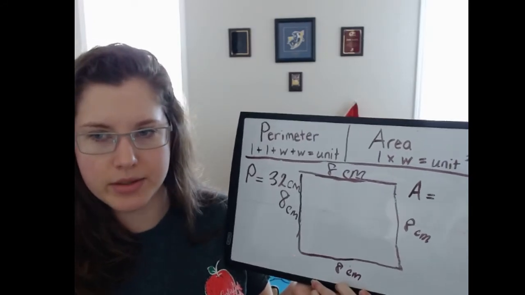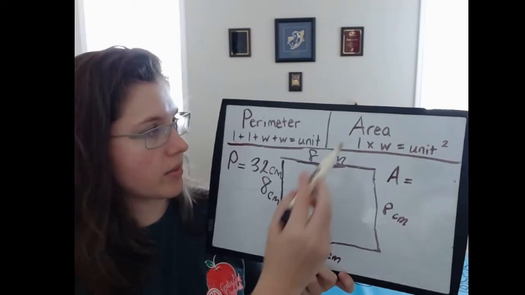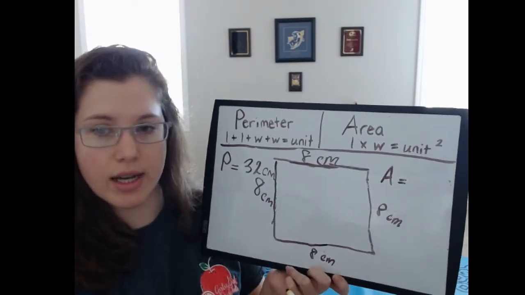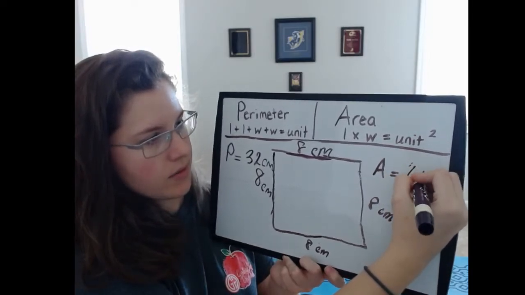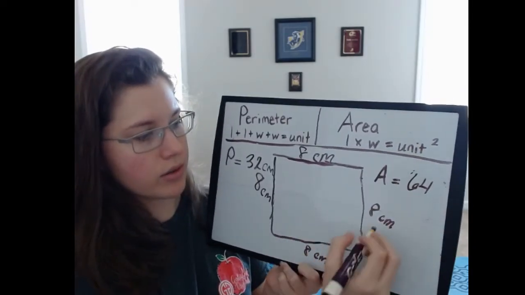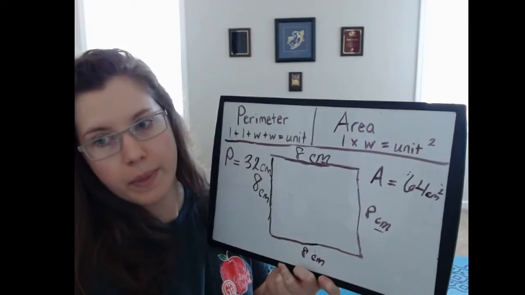A little sloppy, but it's okay. Then to find your area, you just multiply the length times the width, so you just pick 2 sides. So 8 times 8 is 64, and don't forget your unit squared. That would be centimeters squared.